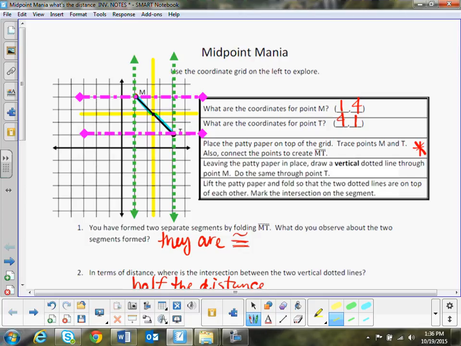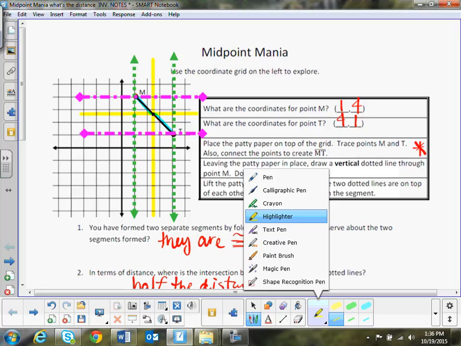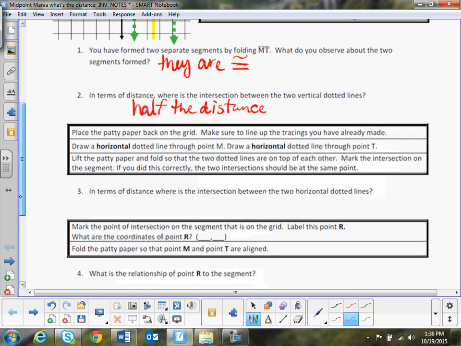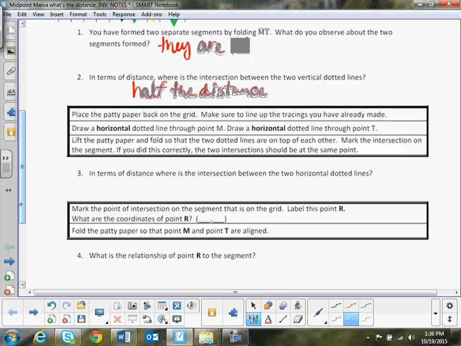Okay, mark the middle again. Mark the middle where that crease touches that. So that's my spot right there. Mark that spot. So in terms of distance, where is this intersection now? Okay, half the distance again. Half the distance. Okay, and yes, it happens to be the same one that we did with the verticals, right?